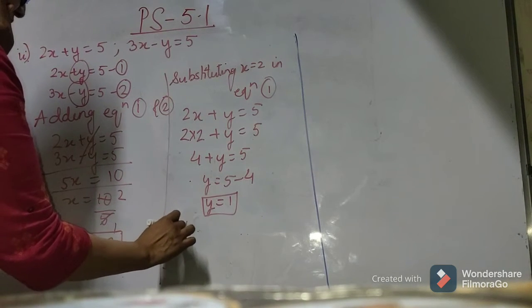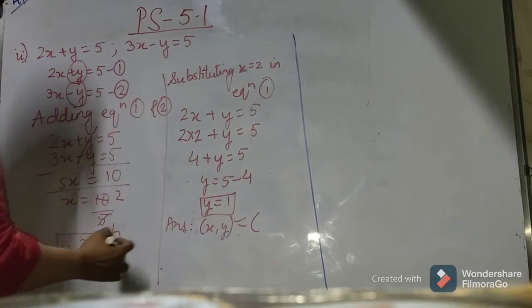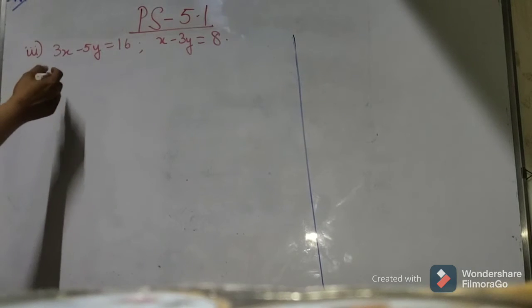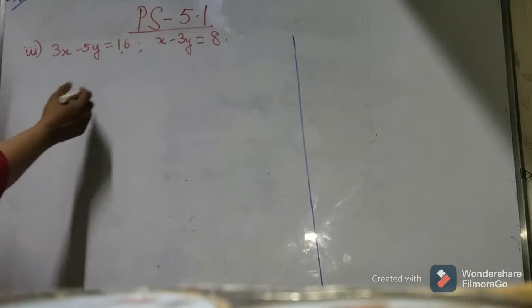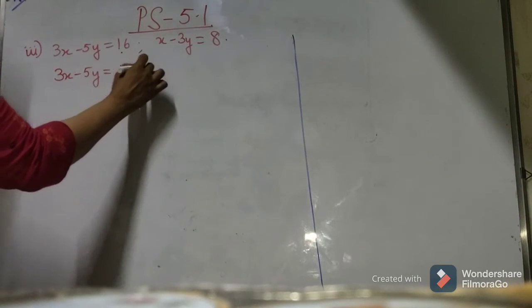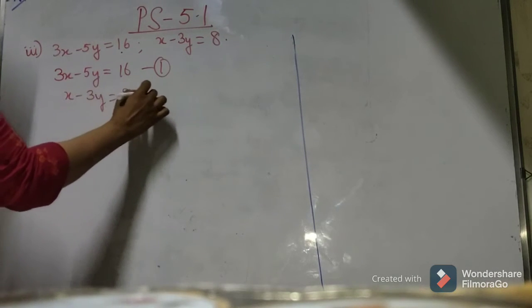So y will be 1. So here comes my answer, x comma y. Again you have to write always the x variable first, that is 2 comma 1. Okay, the third equation is 3x minus 5y is equal to 16 and x minus 3y is equal to 8. Again the first thing that I am going to do is numbering of the equation. I am going to put it as 1 and x minus 3y is equal to 8 as 2.